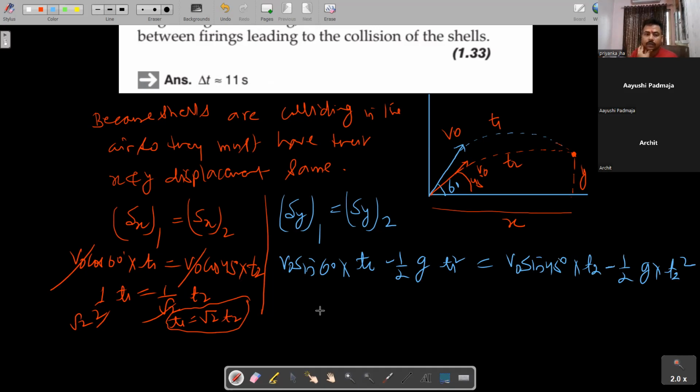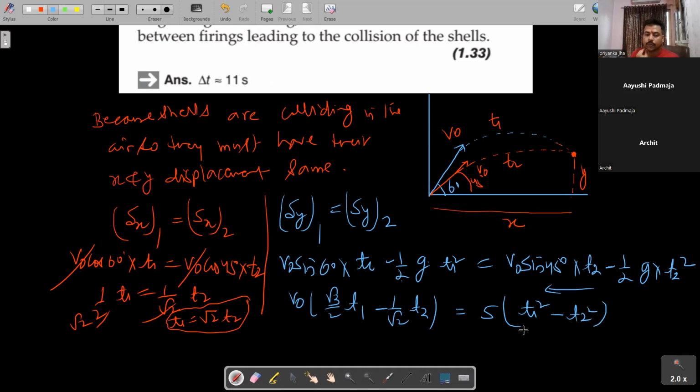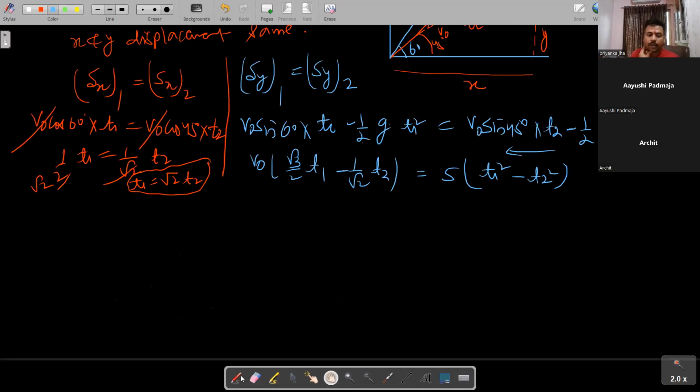We'll solve it. Do one thing, bring this to this side. So V naught cancels. Sine 60 is root 3 by 2 T1, and this is 1 by root 2 T2, and this will go to that side. So g by 2 is 10 by 2, which is 5, so 5 will be out, T1 square minus T2 square.